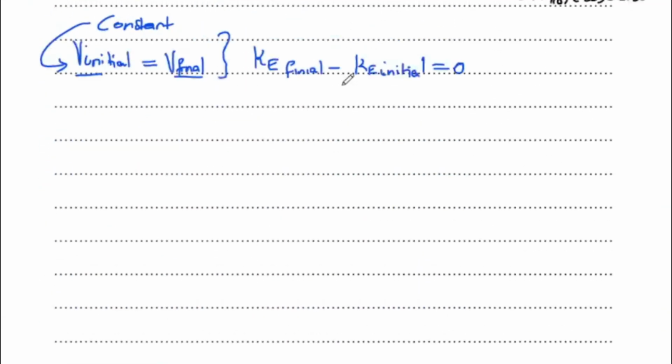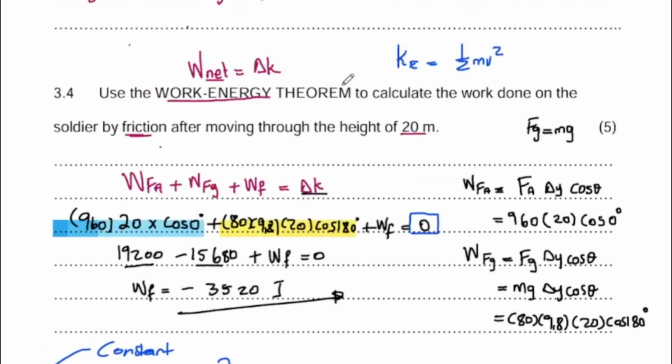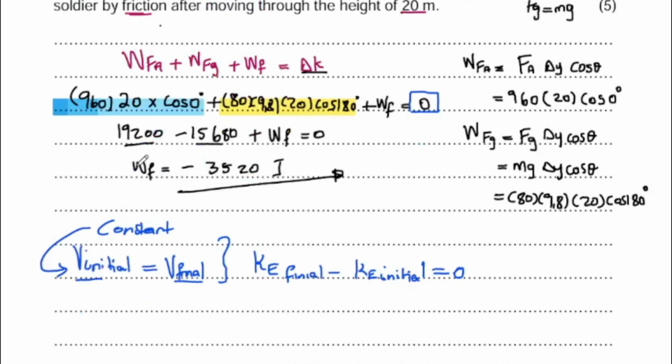And that's it for this question. This is where the question ends. They said calculate the work done on the soldier by frictional force. So the work done on the soldier by frictional force is minus 3,520. Then you'll definitely collect all those 5 marks.